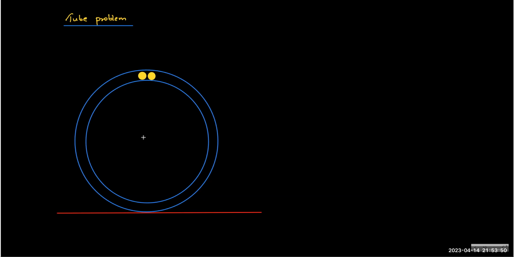So the question is, as you release and the ball starts traveling, at some point the ball will leave the surface. Do you realize that it will leave the surface, the inner surface? No. Okay, so before that, we should solve this question.